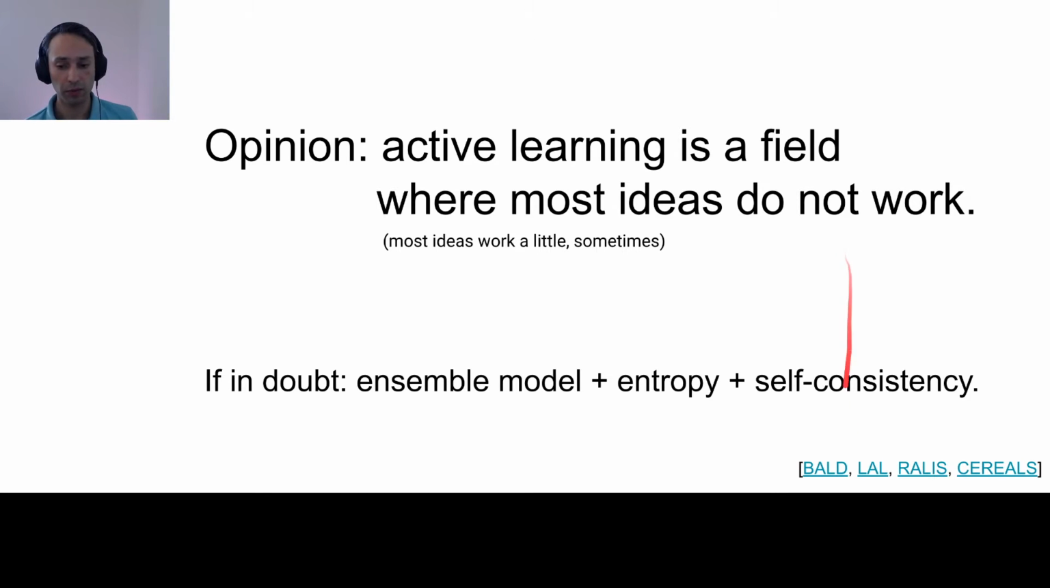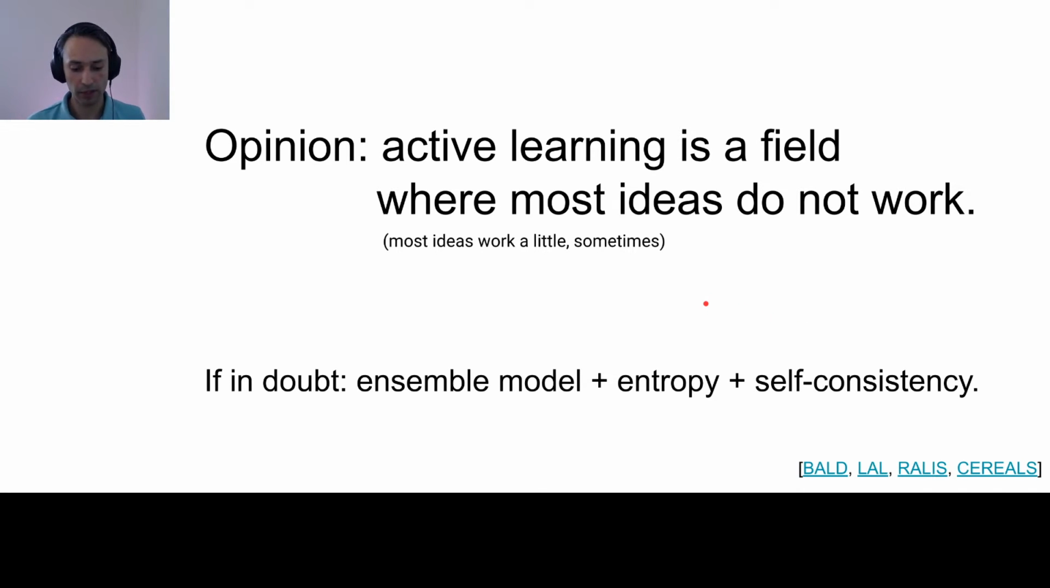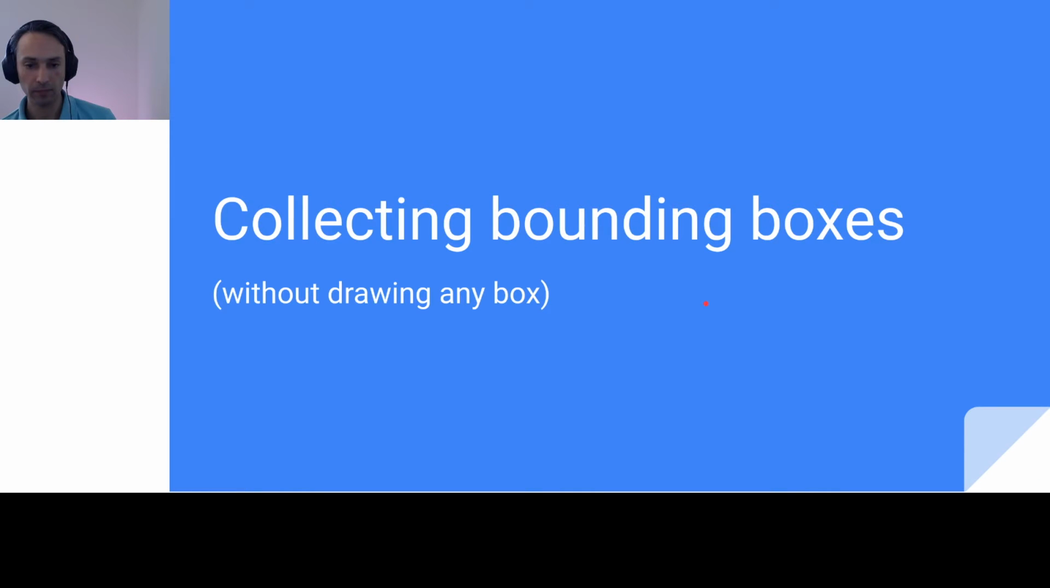So do check these references if you're curious about it, but in practice, if you're in doubt, just use an ensemble model because that provides the better quality. Use an entropy measure to select the areas, and then if you want, you can also add the self-consistency to get a few more bonus points. So let's talk about some particular examples of active learning strategies that have been done for bounding box annotations.